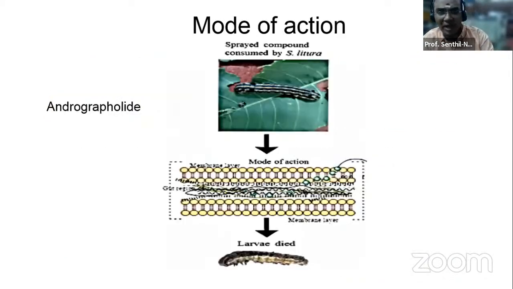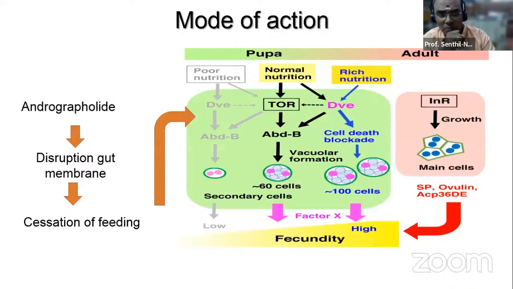Then this is the mode of action, where the gut epithelial cells are getting affected. So these are the effects of Andrographolide. In this mode of action, Andrographolide always disturbs the gut membrane. As a result, the acidic condition of that particular gut is malformed. As a result, reverse osmosis happens. The insect suffers leakage of water content from its body. That's called septicemia.